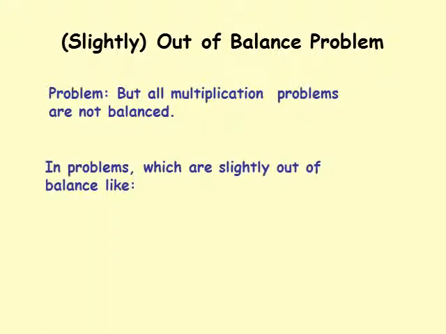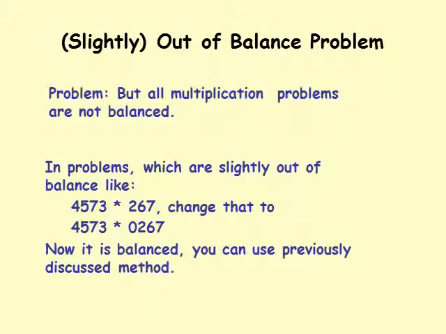Okay, let's see. So if the problem is slightly out of balance, like 4573 times 267, 4 digits by 3 digits, we can change that to 4573 times 0267. So now I have 4 digits in multiplicand and 4 digits in multiplier, and we can continue the problem using the methods we studied earlier. Okay, so now it's balanced.